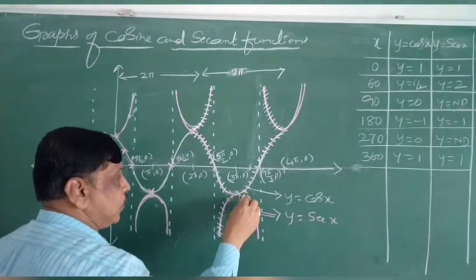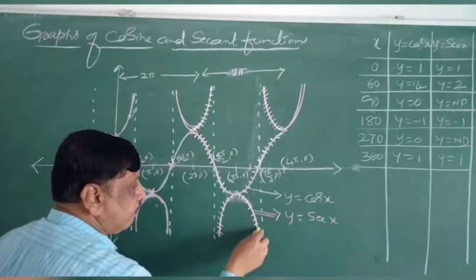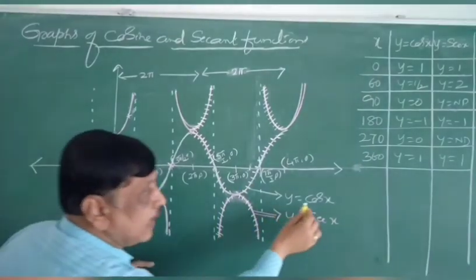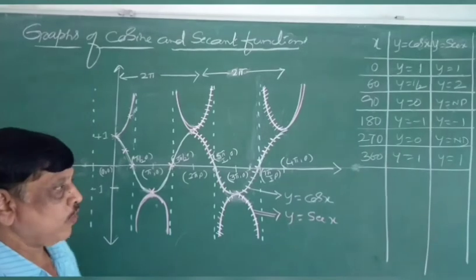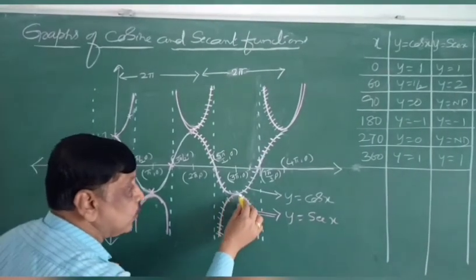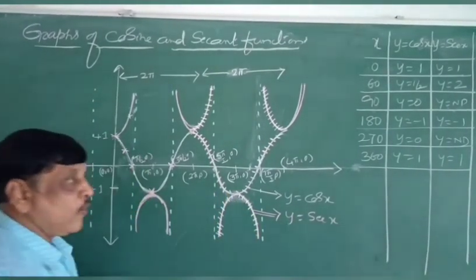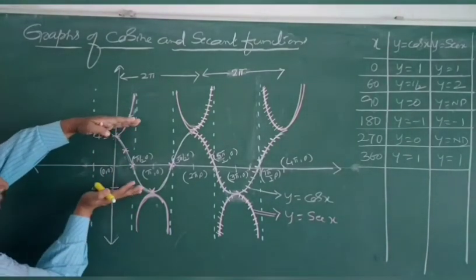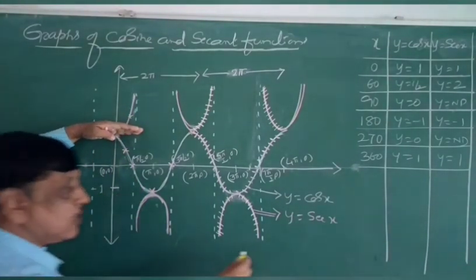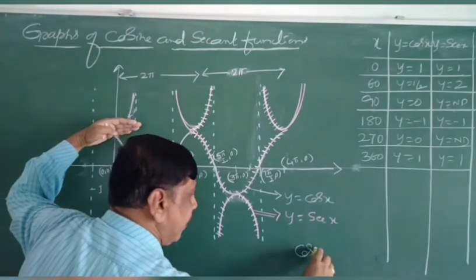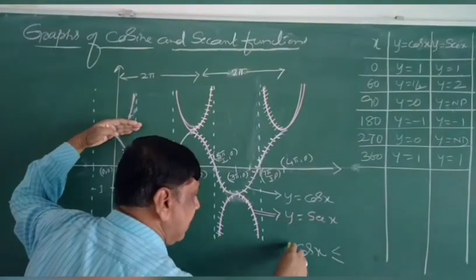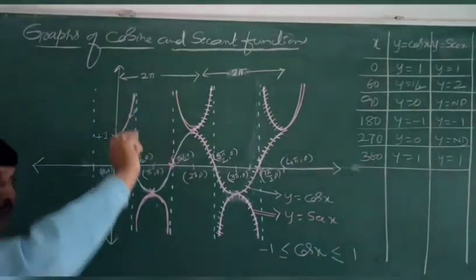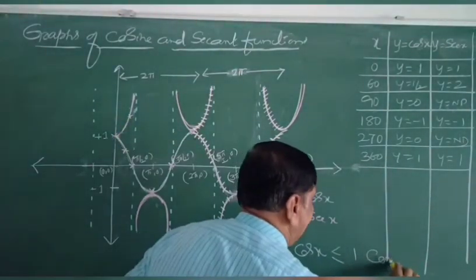So here the white color curve represents the graph of y equals cos x, whereas the rose color curve represents y equals secant x. So again we note that the cos function is oscillating between -1 and 1, and it is a continuous curve.